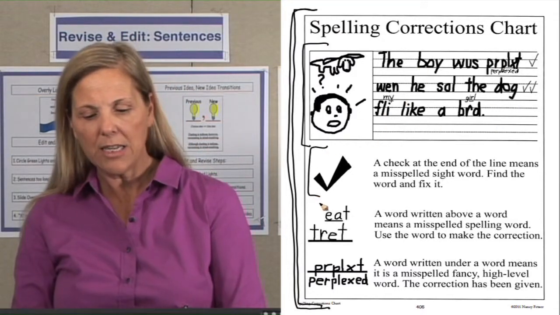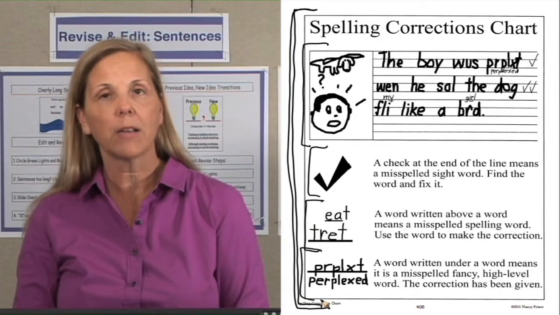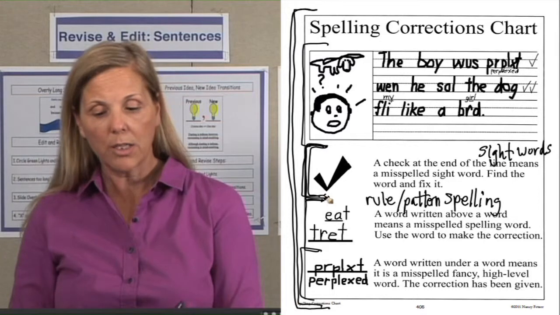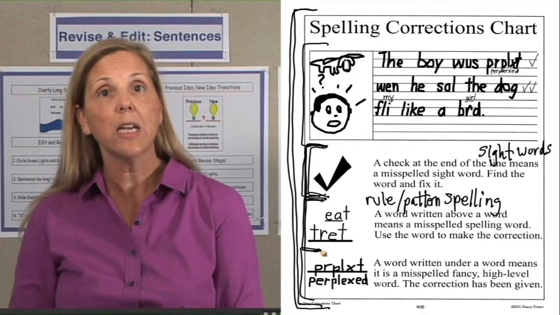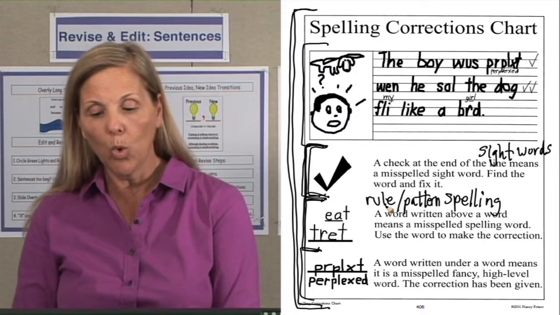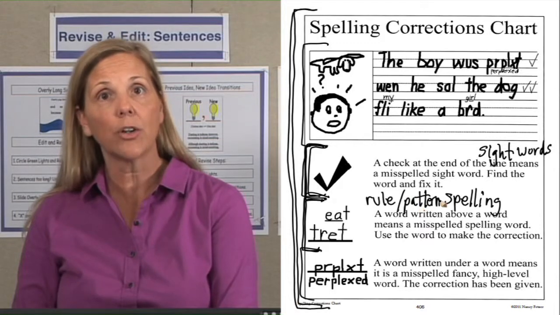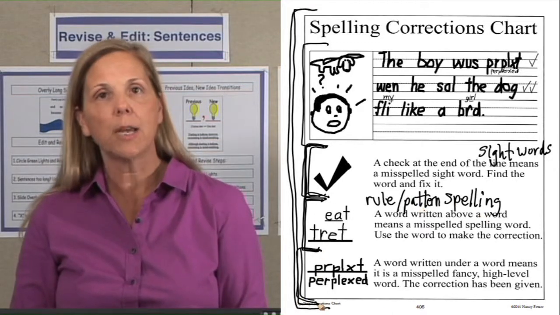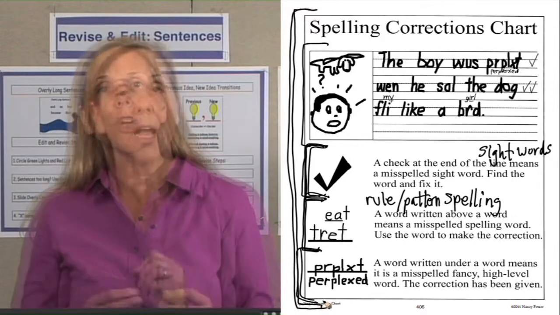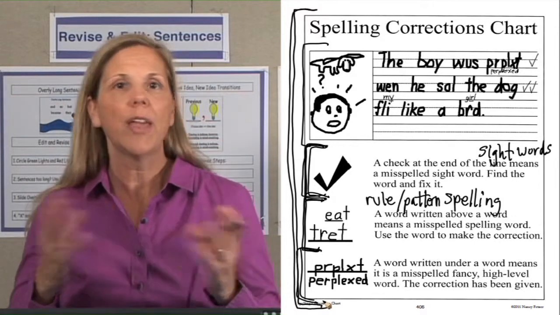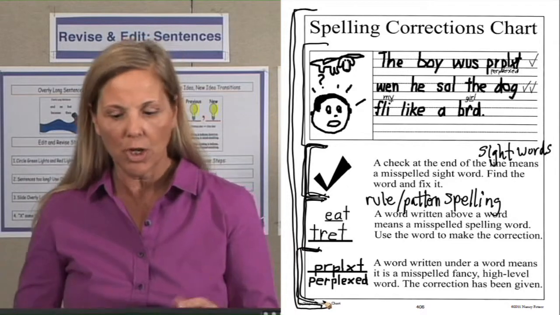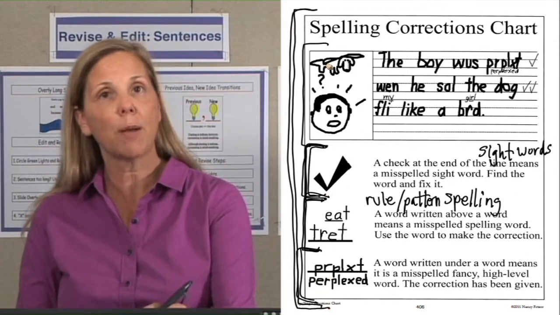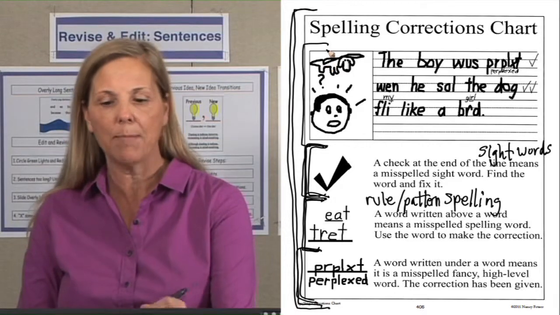There's 3 different ways that you give feedback. You'll see a check, and that is for sight words. Our second feedback is going to be connected to rules or patterns that they learned in their spelling instruction. And finally, our last type of feedback is high-level vocabulary that is out of their spelling range. This is our different ways that we give feedback. Let's go up on top of our chart and let's look at how I did that.